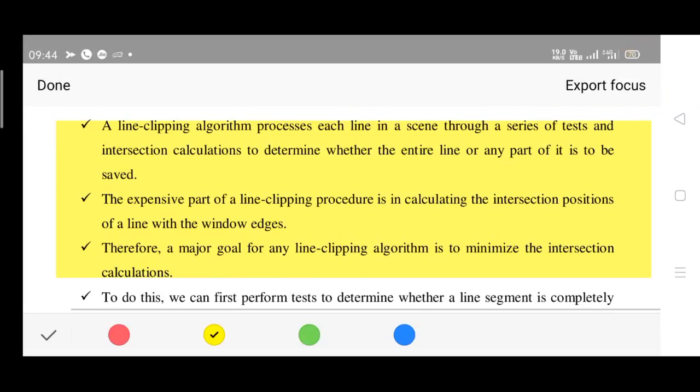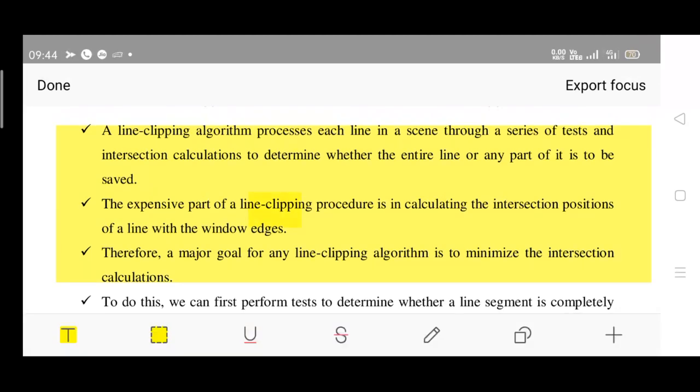So the line clipping concepts we were talking about in the previous session. A line clipping algorithm processes each line in a scene through a series of tests and intersection calculations to determine whether the entire line or any part of it is to be saved. The content of the line segment that falls inside the rectangle should be saved, and the rest should simply be ignored or deleted while redrawing.